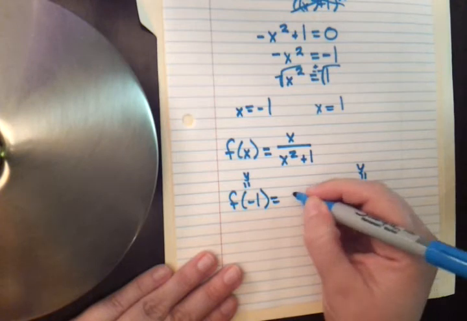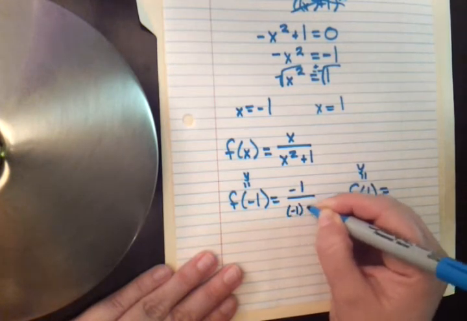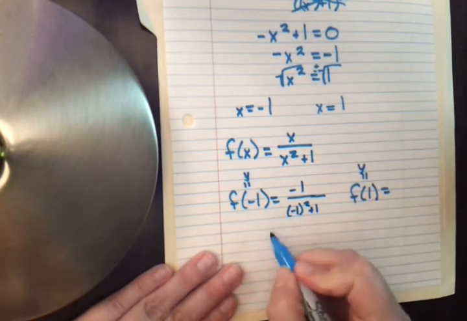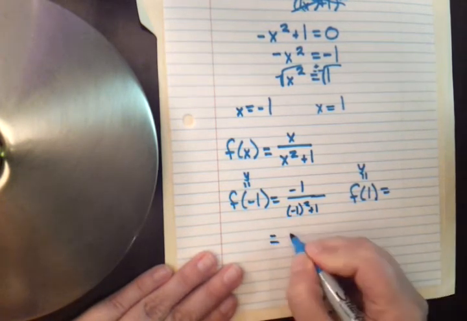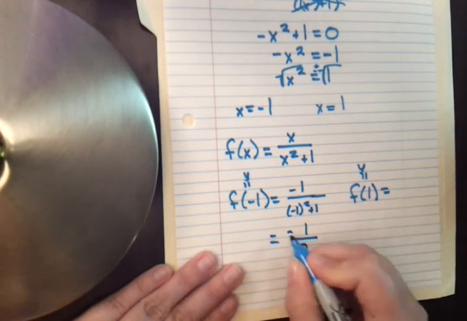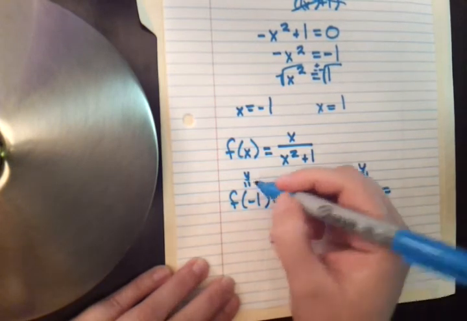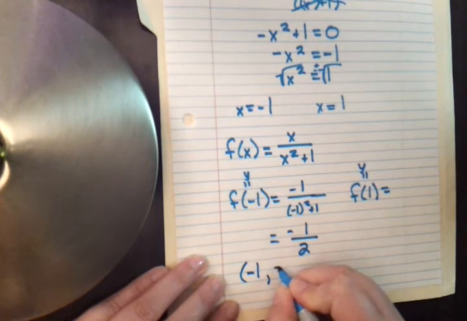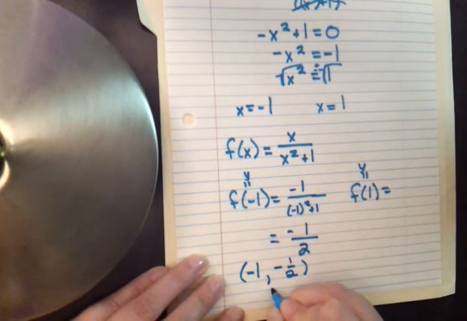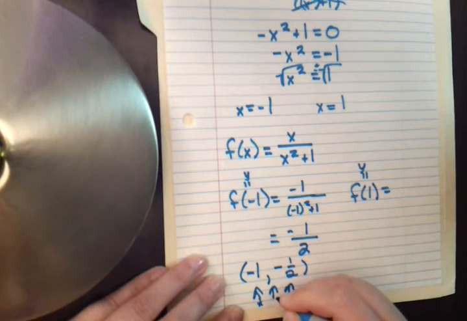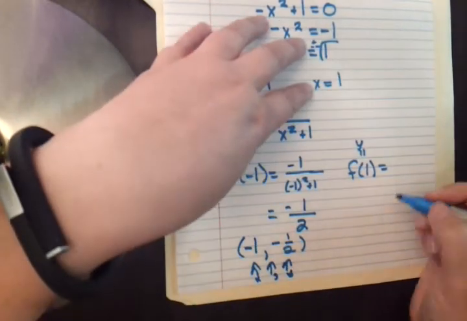So this is -1 over -1 squared plus 1. Use the parentheses here. Otherwise, you're going to have a negative sign hanging out. And that is -1 over 1 plus 1. So that's 2. So for this one, if x equals -1, y equals -1/2. So there is one of our answers. This is x, this is y, and this arrow is apparently for a comma. Don't know why I drew that one.